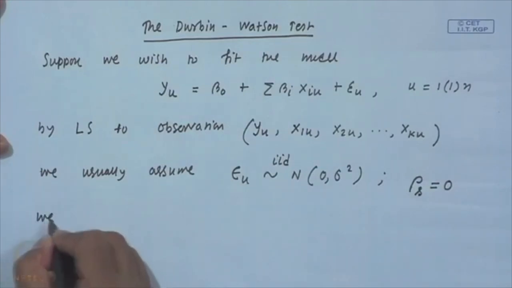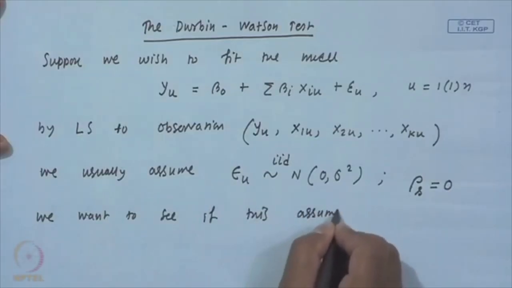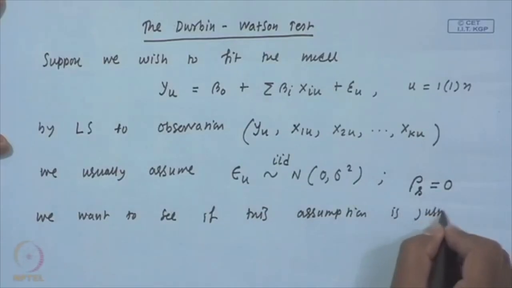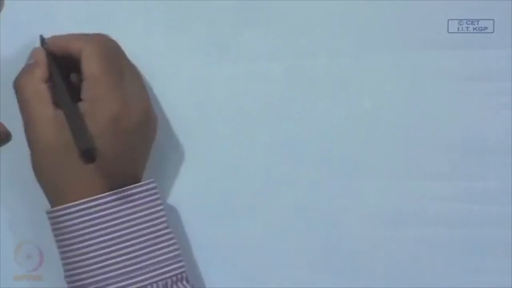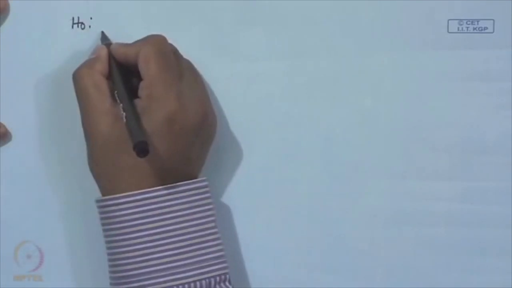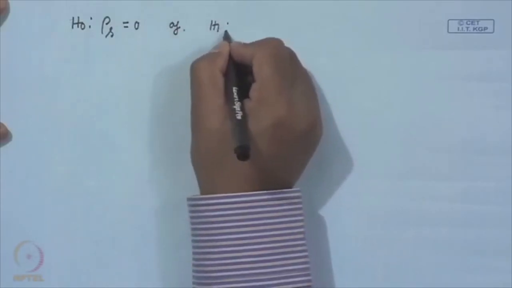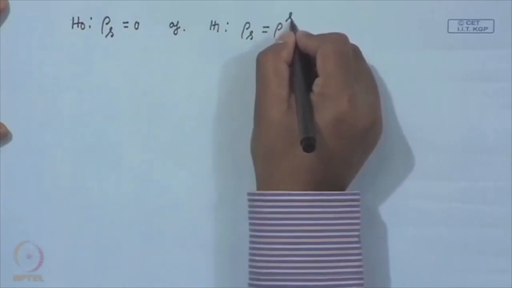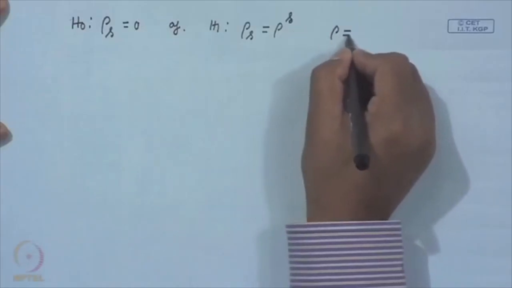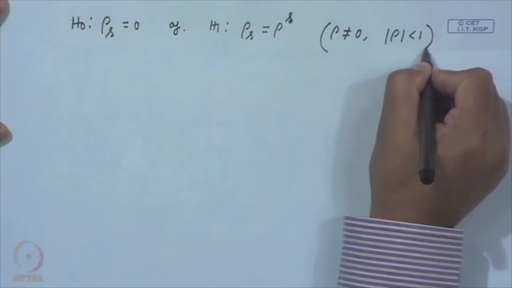Now, what we want to do is see if this assumption is justified for the given data. Okay. So, for that we will test the hypothesis H naught that rho_s is equal to 0 against the alternative hypothesis H 1 that rho_s is equal to rho to the power of s, where rho is not equal to 0 and its modulus value is less than 1. Okay.